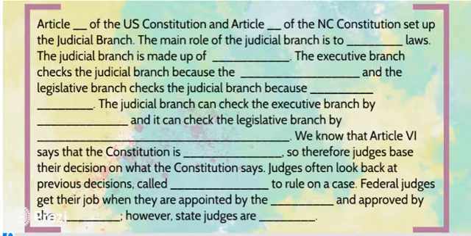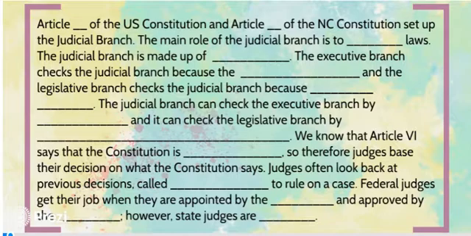We know that Article 6, because we know that V means 5, and if the I is on the right, we add it, Article 6 says that the Constitution is supreme. Let's eat Jolly Ranchers and sip. S for supreme. So therefore, judges base their decision on what the Constitution says.